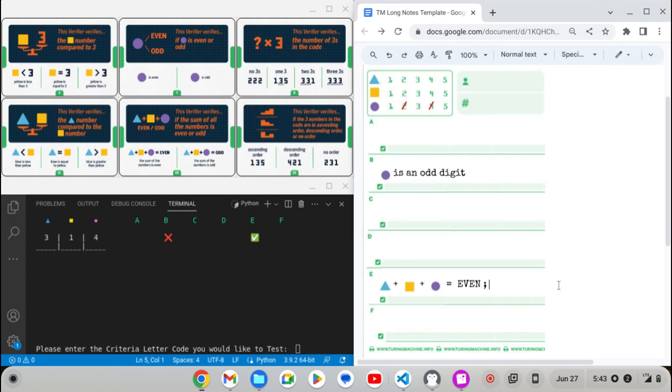So let me see if I can eloquently write that down. I'm going to say among triangle and square, I'll say one is even, the other is odd.